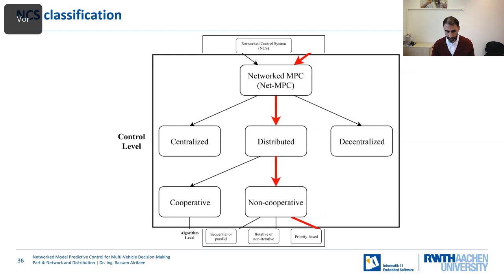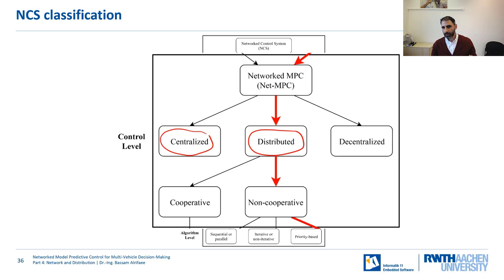So now we look at the control level, and in our course we look just at networked MPC, not at other control methods. And we distinguish here between centralized, distributed, and decentralized control. Centralized, if a center gets information from all agents, computes a solution, and sends the solution back to the agents, and they apply it, then it is centralized. We are going to speak in more detail about it. Now just an overview. We speak about distributed if there is no coordinator, there is no center, the agents communicate directly with each other, and there is communication between agents.